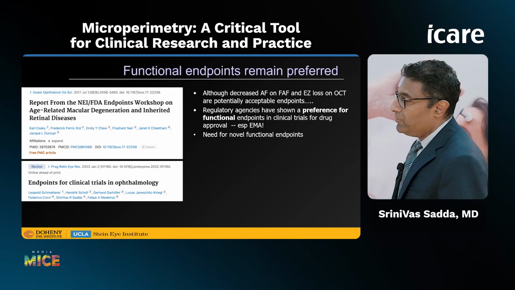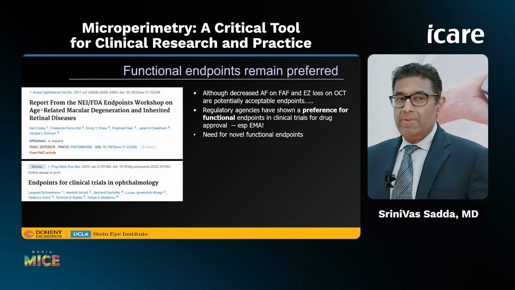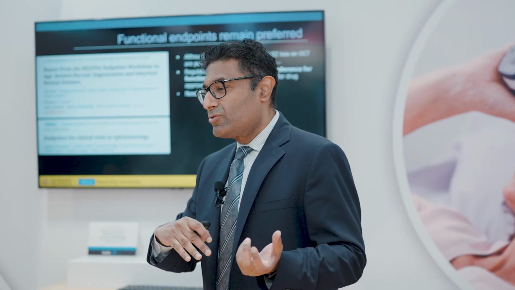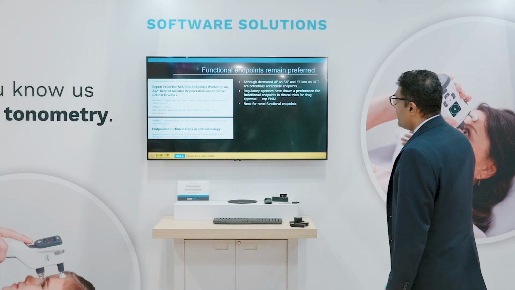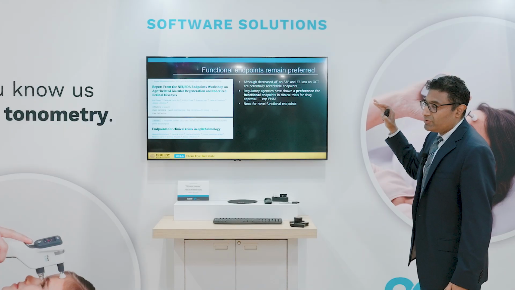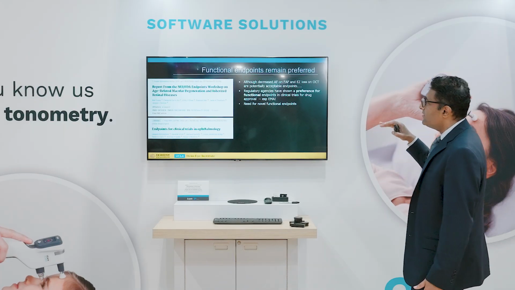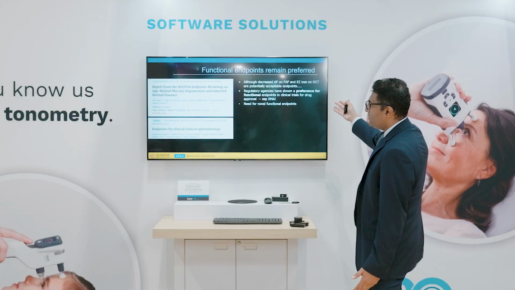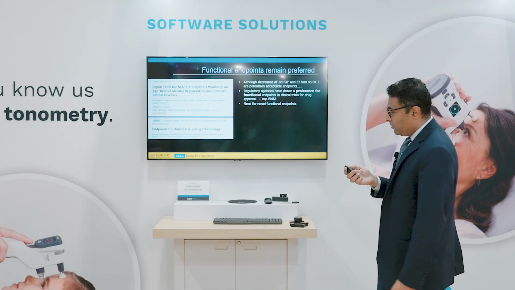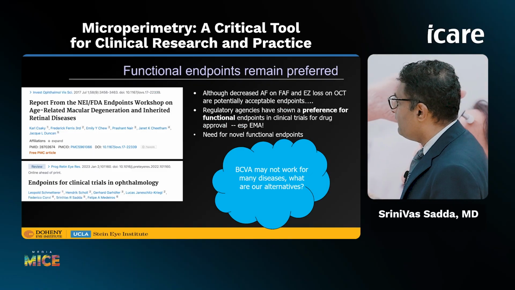For example, even though many of you have heard of using structural endpoints on OCT, like the status of the EZ, and we believe that regulatory agencies will consider those things, we know that's not going to be enough. You have to show a functional benefit, especially for the EMA, and that's why we need reliable functional endpoints.